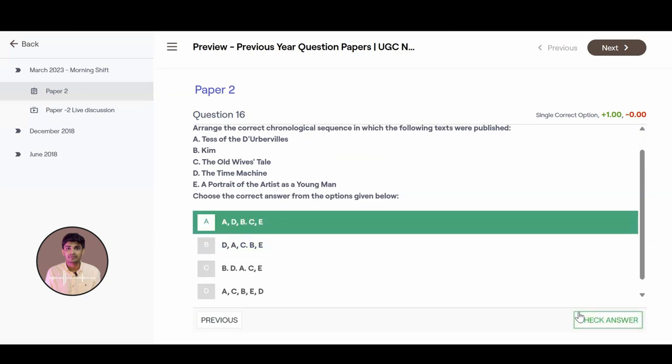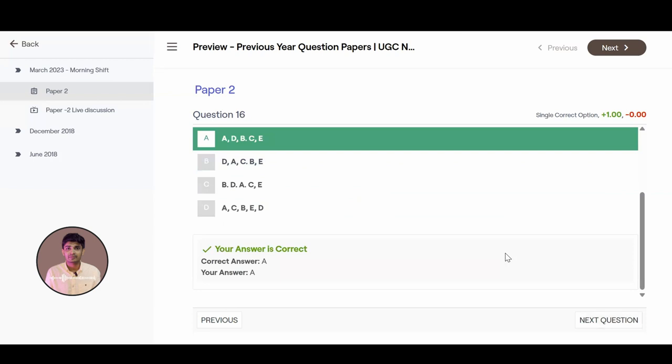I'm giving A. So I'll tell you the years of publication. Tess of the D'Urbervilles is written by Thomas Hardy, and it was published in 1891. The Time Machine is written by H.G. Wells, a science fiction work. It was published in 1895. Now, Kim by Rudyard Kipling, published in 1901. The Old Wives' Tale was published in 1908 by Arnold Bennett. And finally, A Portrait of the Artist as a Young Man, written by James Joyce, published in 1916. All right.